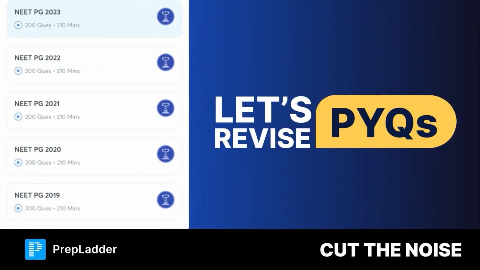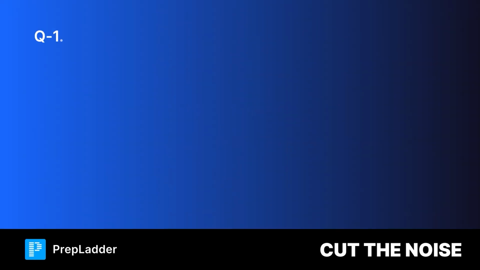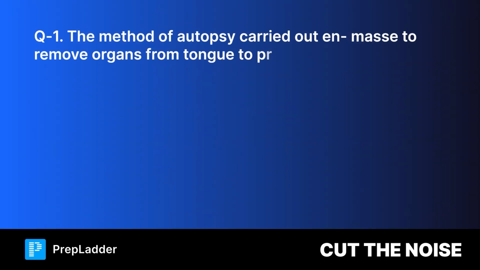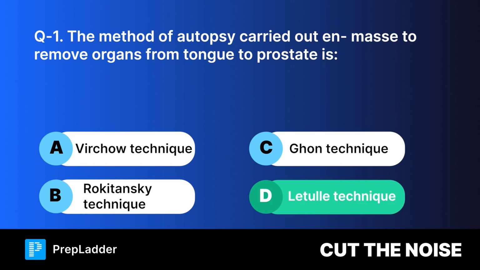Let's revise PYQs. This will benefit you in your upcoming exam. Let's look at the first question from this video. Question 1. The method of autopsy carried out en masse to remove organs from tongue to prostate is. Your options are. And the correct answer is Letulle technique.